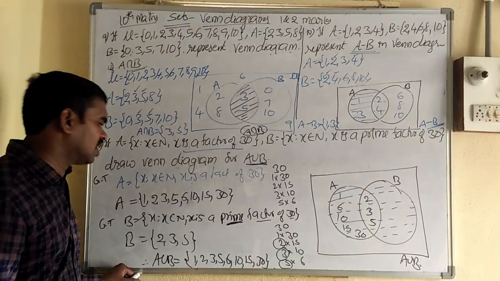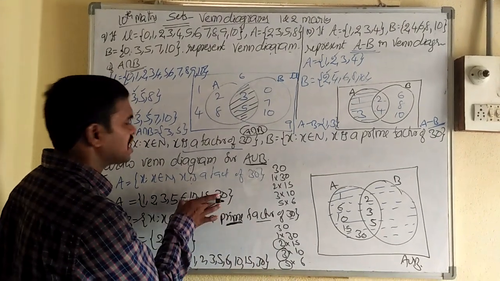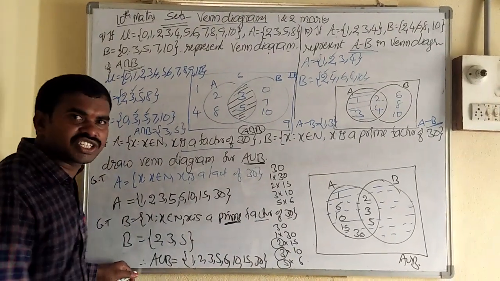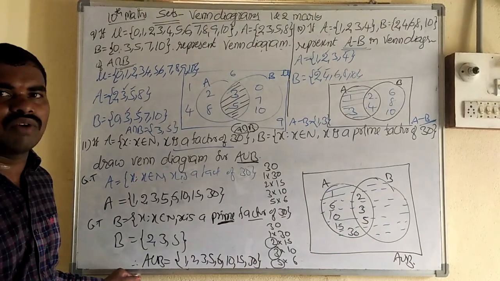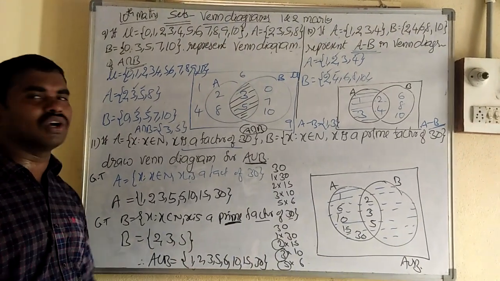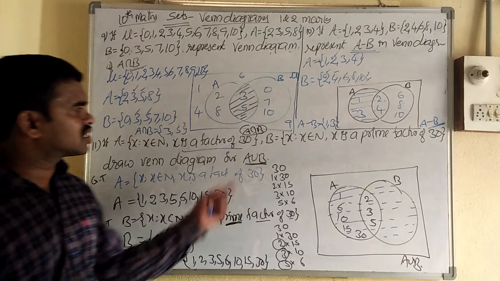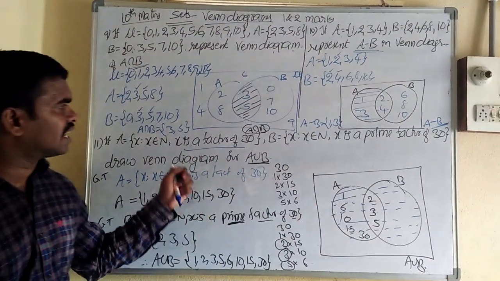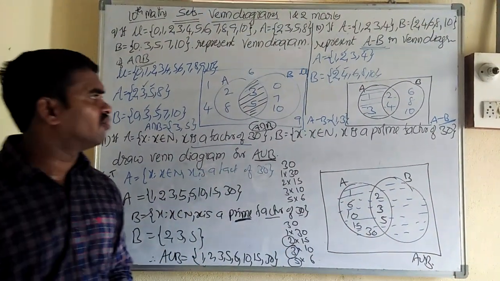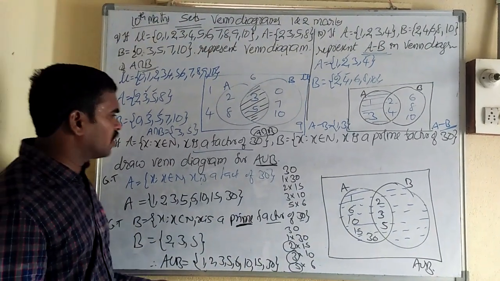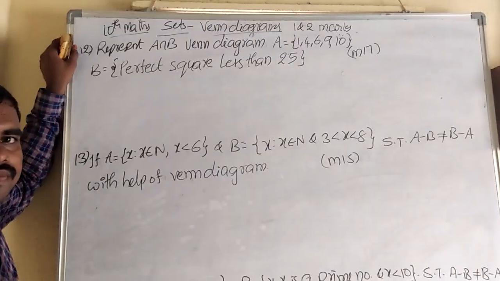And also we can observe that A union B is the same as A. If the question is extended, like, what do you observe, I observe that A union B equals A. Here it is not extended. If it is extended and asked like this, you can write it that way.